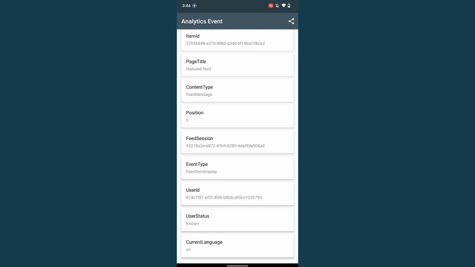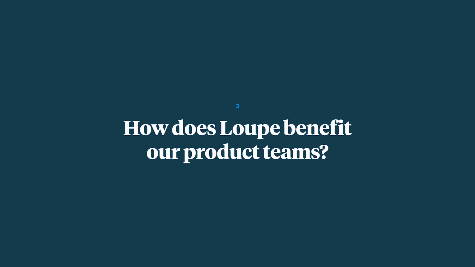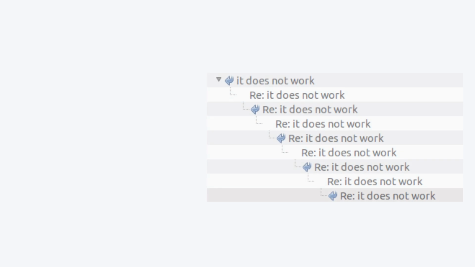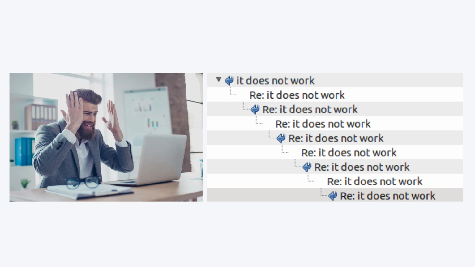So that all sounds great, right? But how does it actually benefit our product teams? Well, it lets us see what's otherwise invisible. If you work in mobile or web development, you've probably at some point seen a bug report that says something like "error when tapping on this button," and it doesn't really diagnose the issue. When testing a mobile app on a physical device, you can see when an issue occurs, but you can't always see why. Even the error messages we present to users are not always descriptive enough to help you debug. You can see that you had a server error, but you don't really know what went wrong.